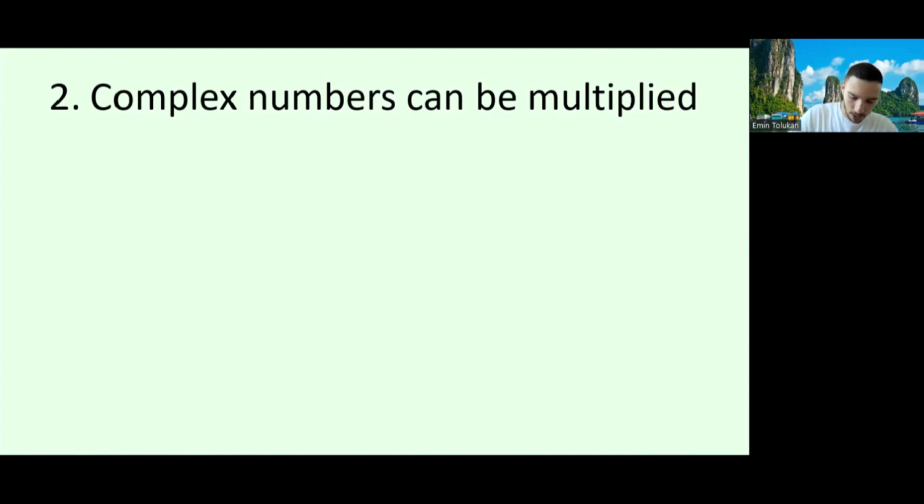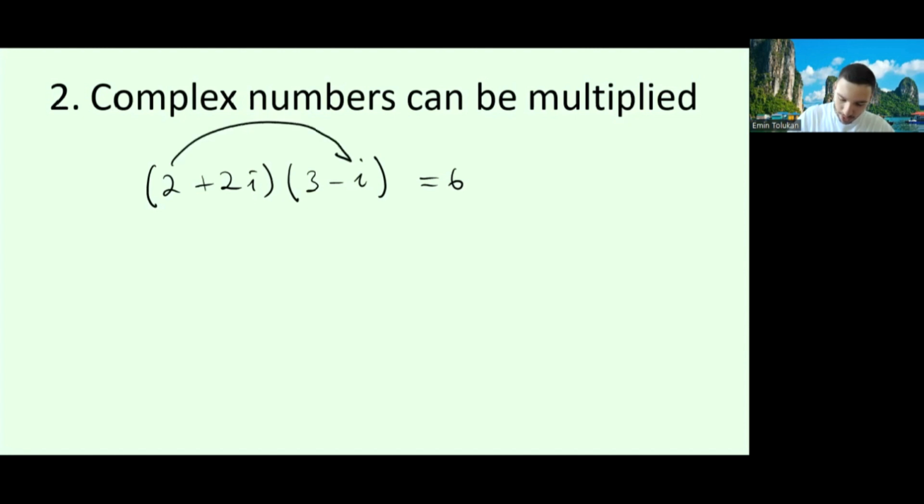to tell you about. So let's try to multiply two complex numbers. Let's say 2 plus 2i multiplied by 3 minus i. These are two complex numbers that we are going to multiply with each other now. Here, 2 times 3 gives me 6. 2 times negative i will give me negative 2i. Then 2i times 3 will give me 6i, positive 6i. And then 2i times negative i will give me negative 2i squared.